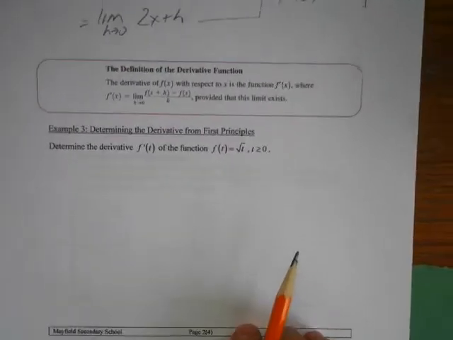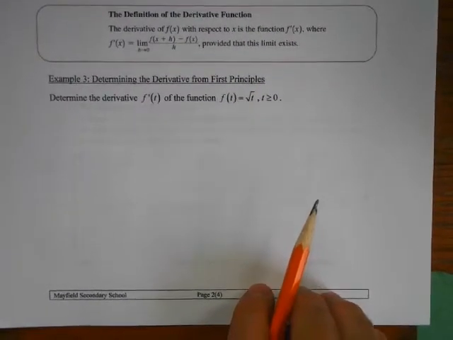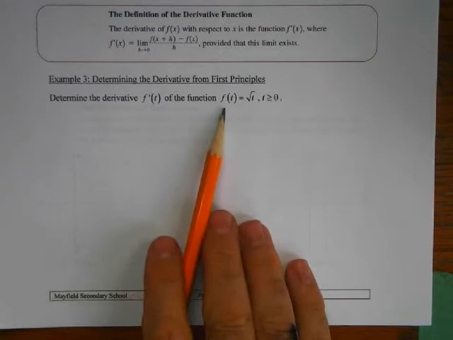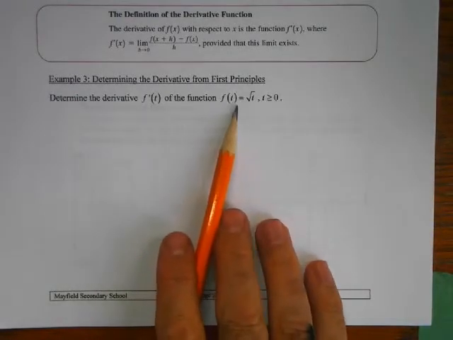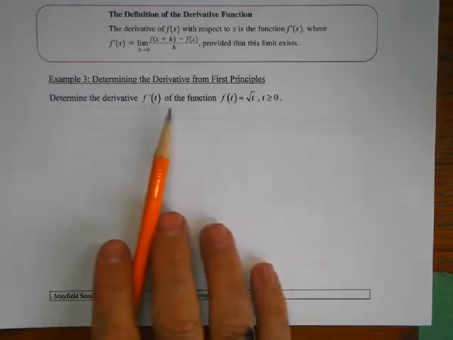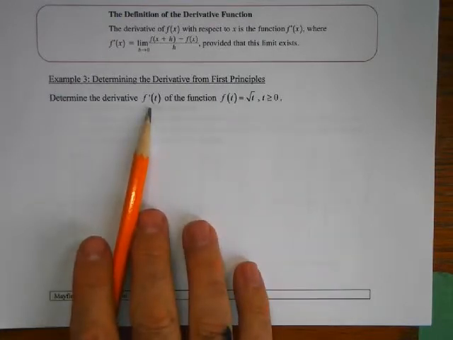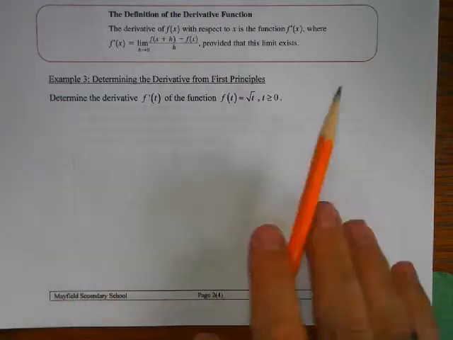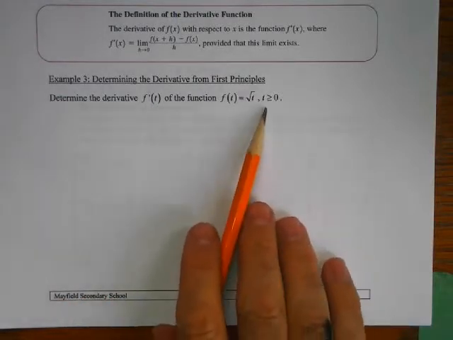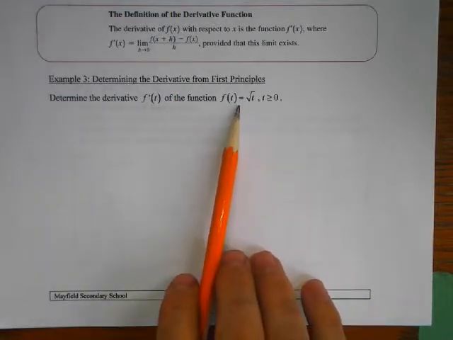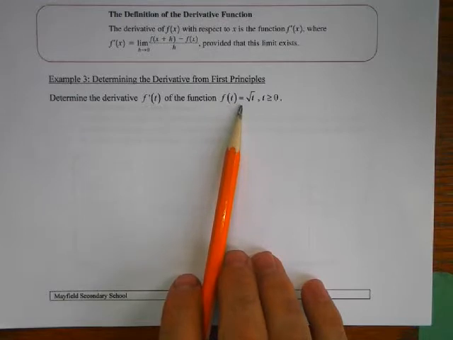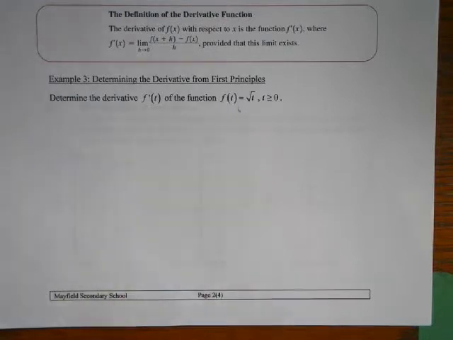So this time, the function we're looking at, f of t, it's probably time-based maybe, f of t is the square root of t. So we want the derivative function f prime of t. Obviously t has to be greater than or equal to 0 because the domain for that function can't be negative, because you can't take the square root of a negative number. So that's why that restriction is given. So let's try this out.